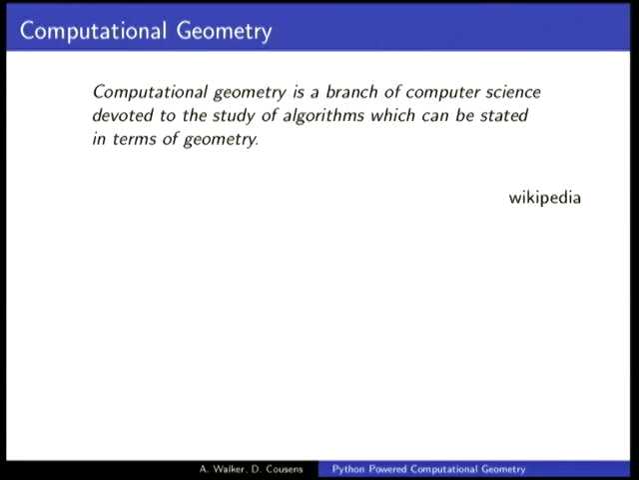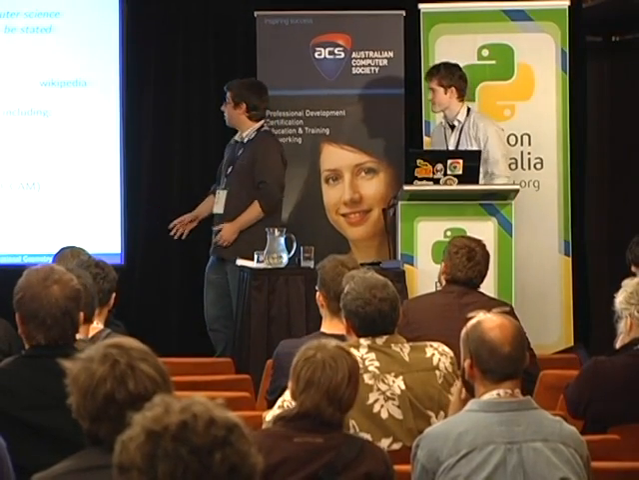So what is this computational geometry thing? This is the Wikipedia definition. It's a branch of computer science devoted to the study of algorithms which can be stated in terms of geometry, which is kind of a bit vague, but it's things like shapes and intersections, triangulations, meshing. But what does that actually mean in practice?